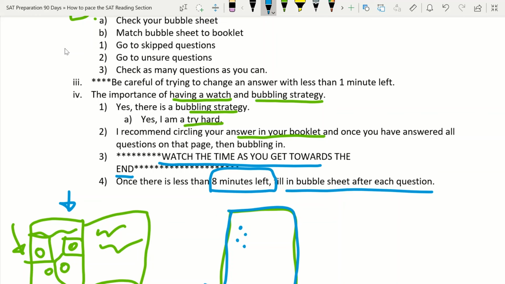Because with less than 8 minutes left, you don't want to get in a situation where you have to fill in 4 things on your bubble and you just run out of time. And now you have 4 correct answers, but you just didn't get to put them in on your answer sheet, so you don't get them counted towards being correct. So with less than 8 minutes left, that's when I abandon that bubble strategy and I just do it after every question. But hopefully that makes sense to you.